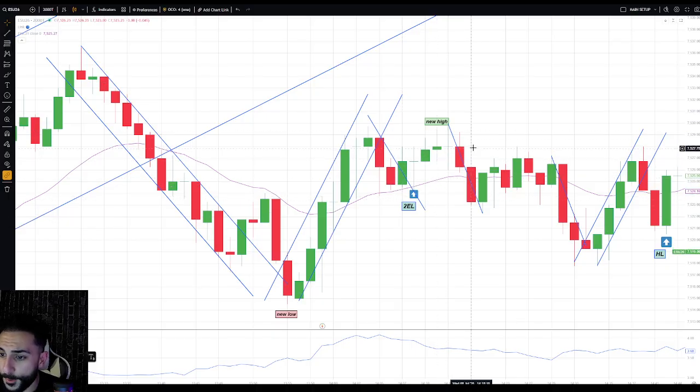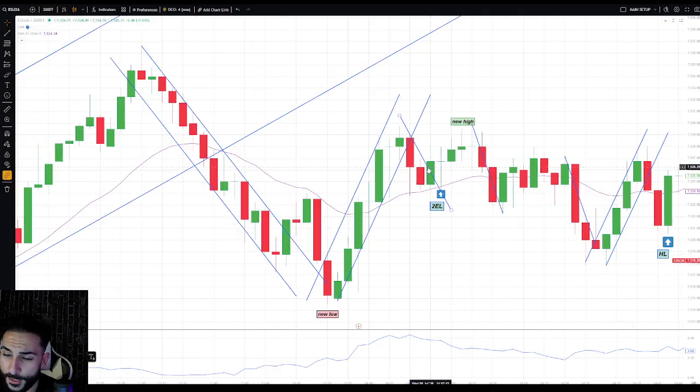Now, I personally didn't take this just because FOMC did just come out. Price was super volatile. As you can see, the bars are pretty big. So I kind of wanted everything to cool down before looking for a trade.